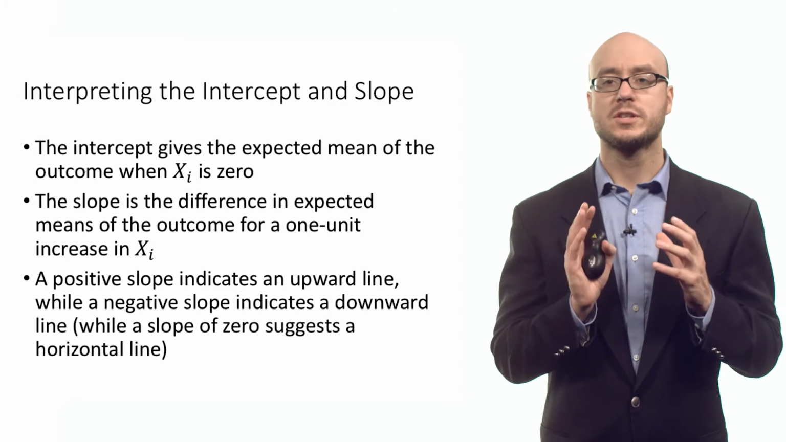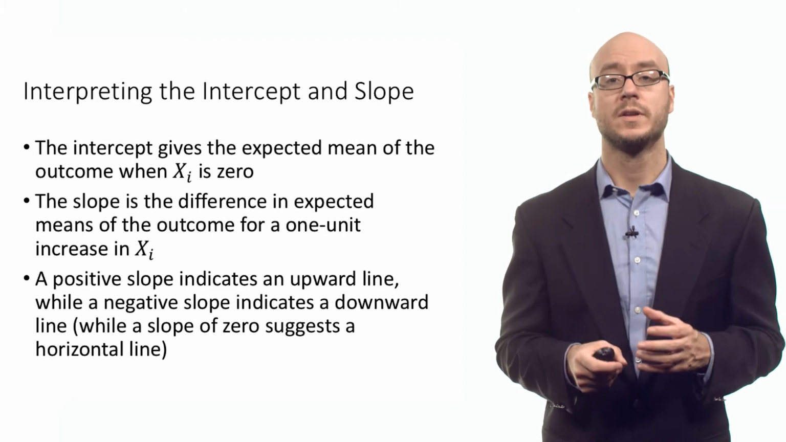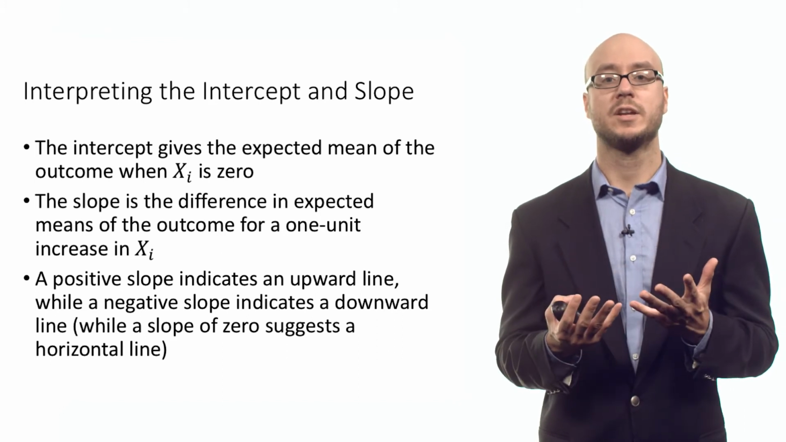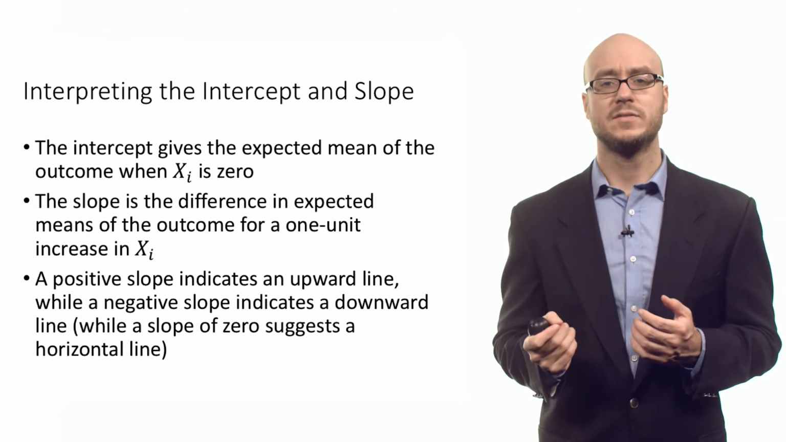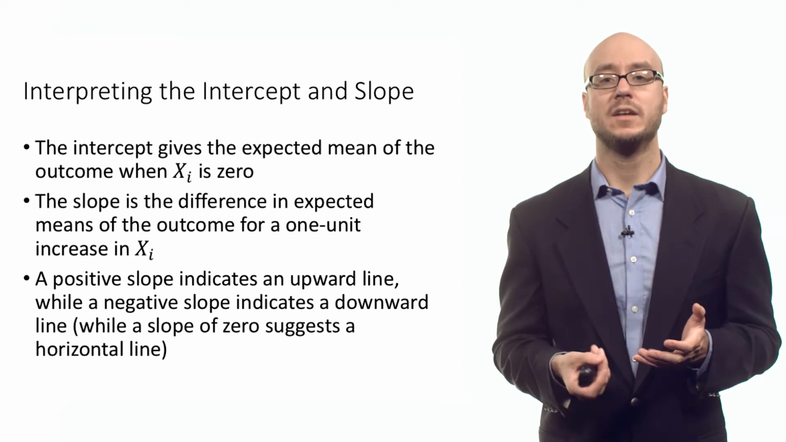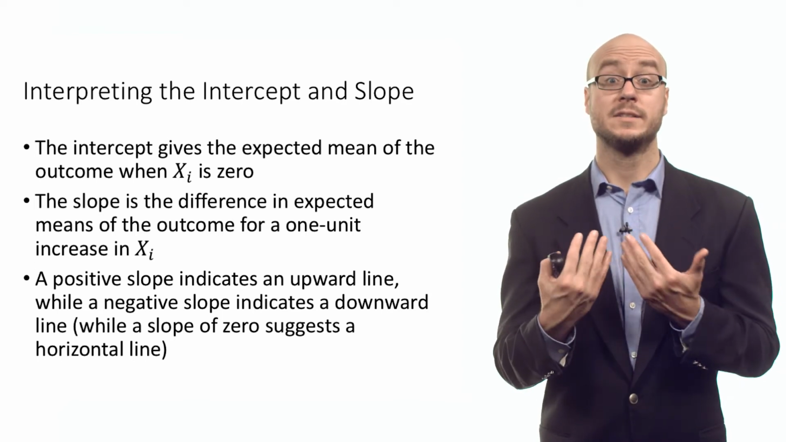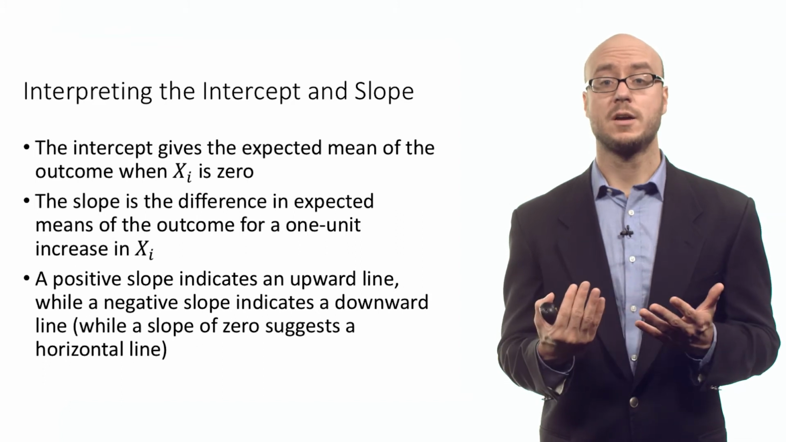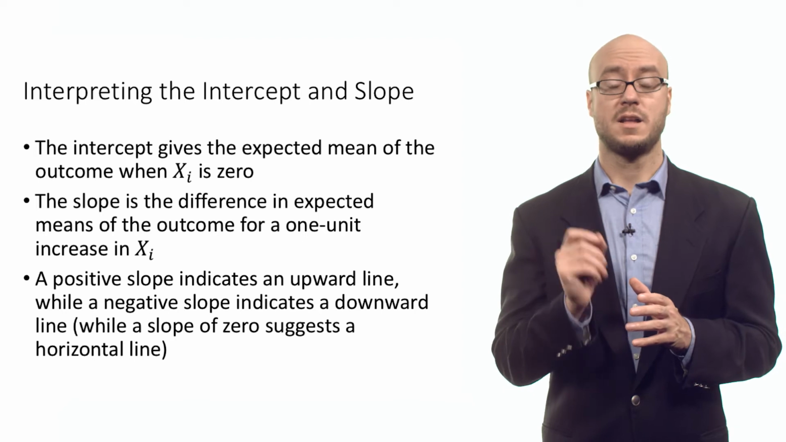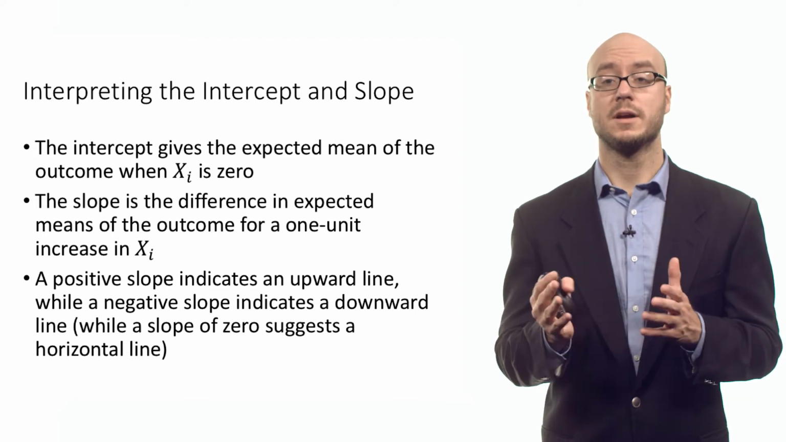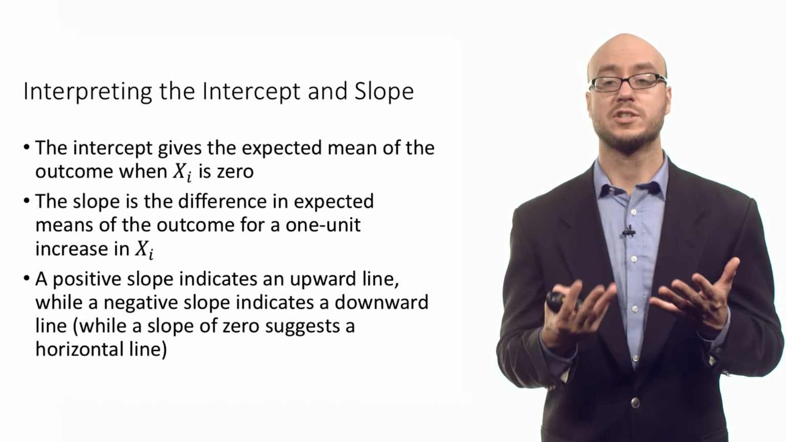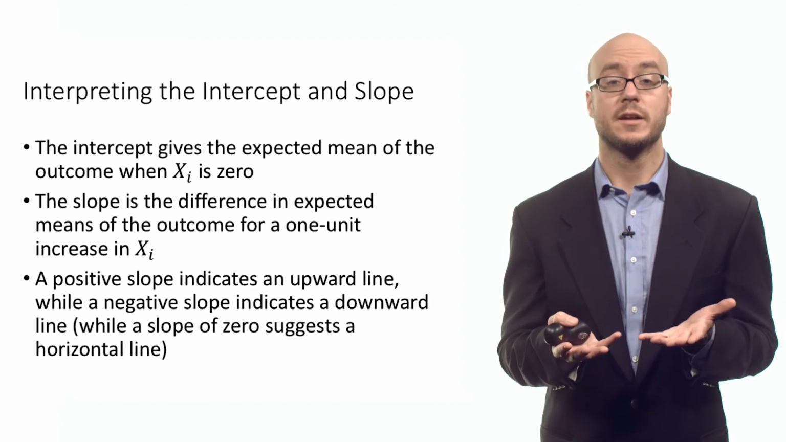Crucially, notice the sign of the slope. A positive slope indicates an upward line. It suggests a positive linear relationship. A negative sign on that slope suggests a downward line, a negative linear relationship, while a slope of 0 suggests a horizontal line. Notice that if the slope is 0, then x times that value is 0. So in that case, the regression model really just has an intercept.